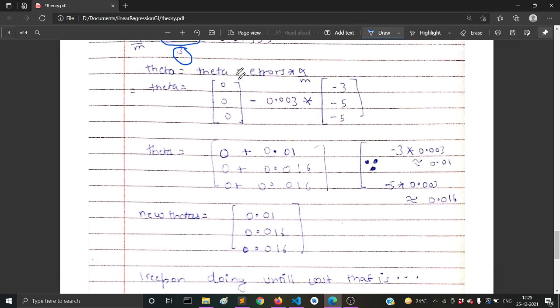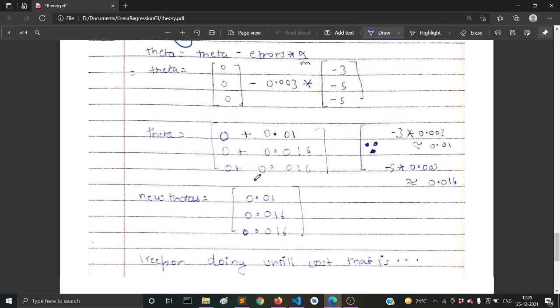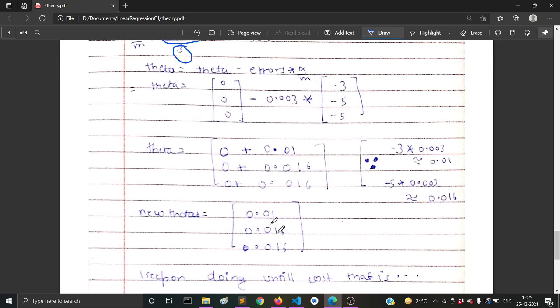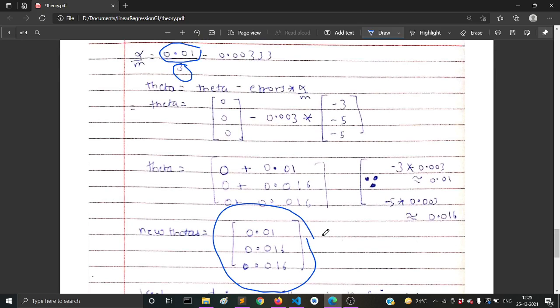Now our initial thetas were 0 0 0, and our alpha by m came out to be 0.003. This will be multiplied with all 3, right? Then we will get something like these values, and because we are subtracting a negative, it will become addition, and then we will get something like this value, right? If we keep on doing this, these are our new thetas now. With these thetas, if we try to predict our outputs, we will get new values.